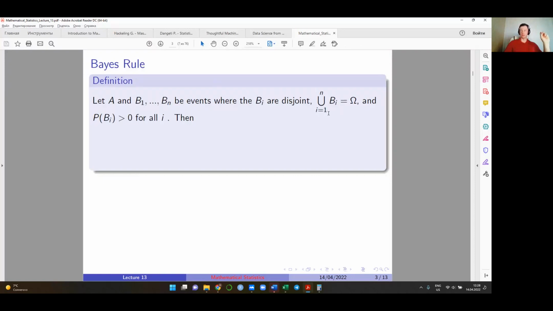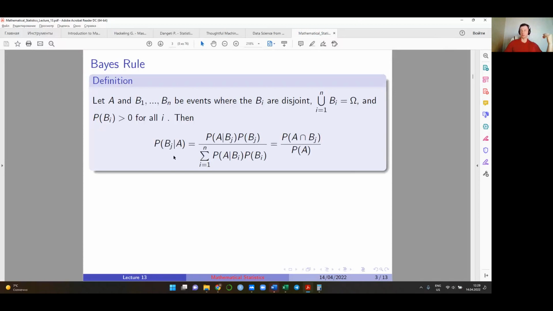So, disjoint events, so their union equals the sample space, Omega, sorry. So the probability of each of these events is non-zero. And so here is the formal definition of the Bayes rule.